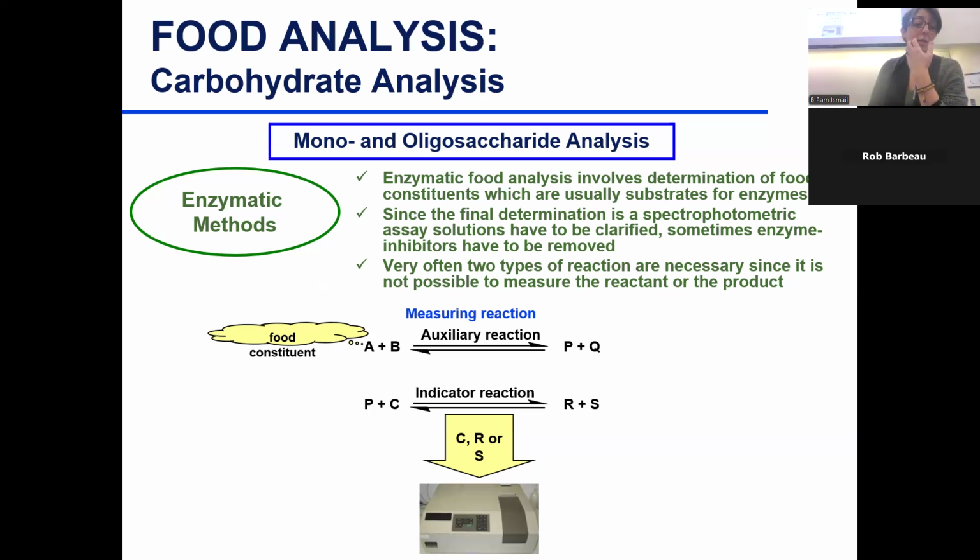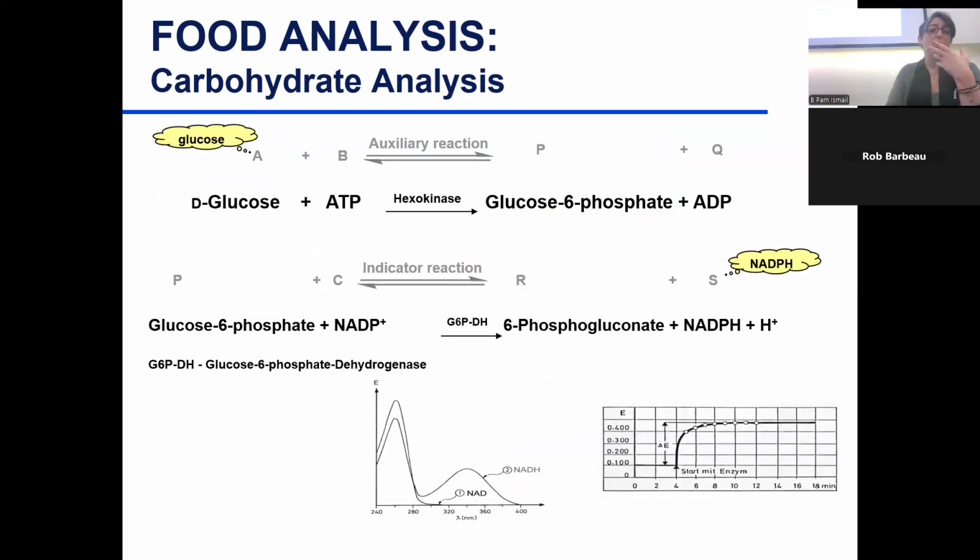This is very common. A lot of analyses involving enzymes are coupled reactions. So an example is measuring glucose. There are two different types of reactions to measure glucose. This is the less common one. We'll talk about another common one later. But here, the glucose is reacted with ATP. The first enzyme that you use in the measuring reaction or auxiliary reaction is hexokinase. So the hexokinase removes the phosphate group from ATP and links it to glucose, so you get glucose 6-phosphate.